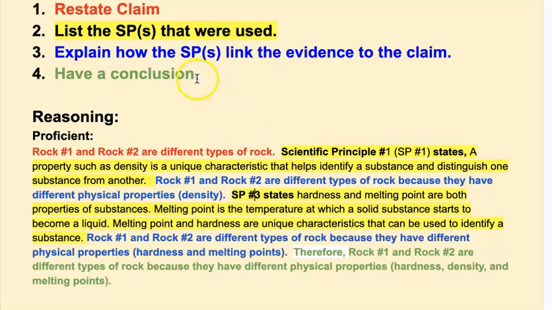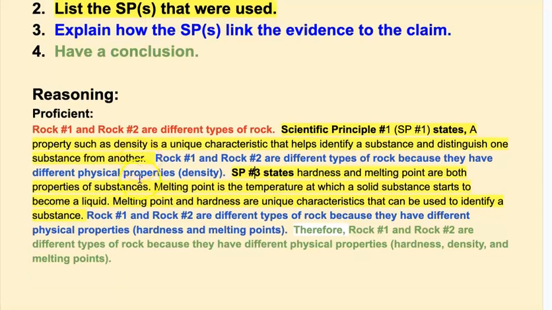Now, what's your conclusionary statement? Therefore, rock number 1 and rock number 2 are different types of rock. I'm fine with that. You can add to it because they have different physical properties, such as hardness, density, and melting point. And that's all you would need to have a proficient reasoning.